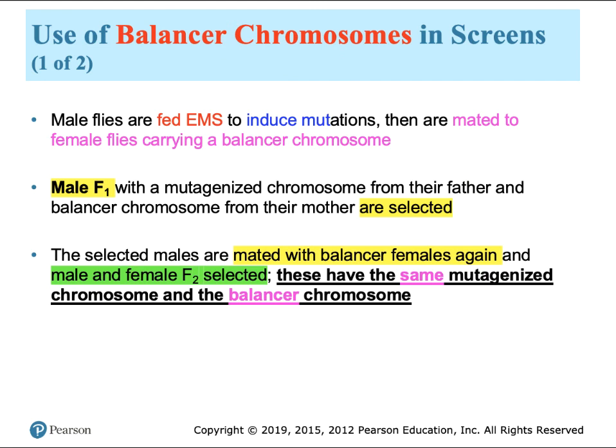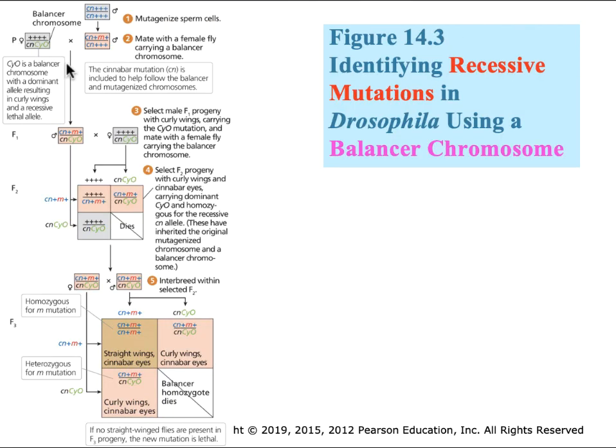Here is an example protocol utilizing balancer chromosomes. So flies are first treated with EMS to induce mutations, and then they are mated to female flies carrying the balancer chromosome. So that's important. They're not wild type any longer, they carry the balancer chromosome. Since these females are carriers, then they only have 1 copy of the balancer chromosome. The homologous chromosome is normal, completely normal.